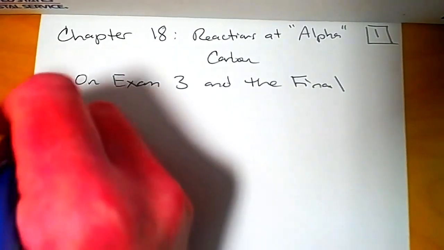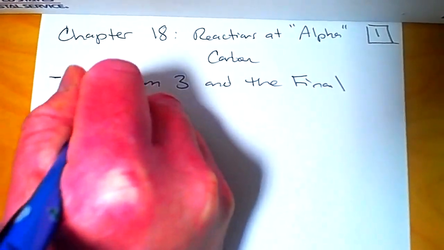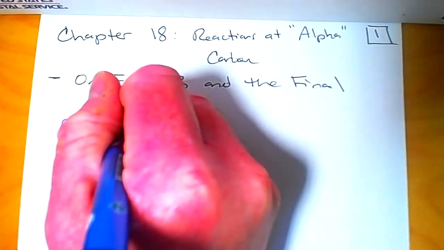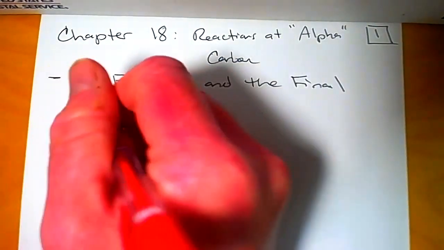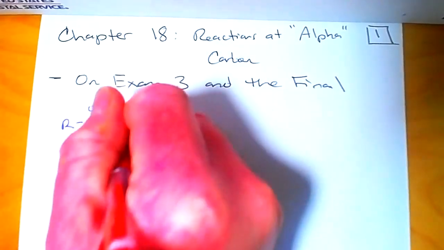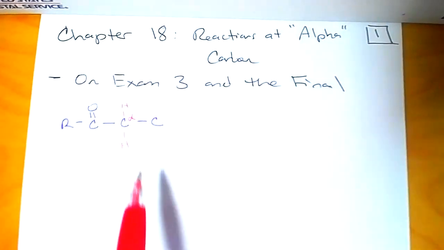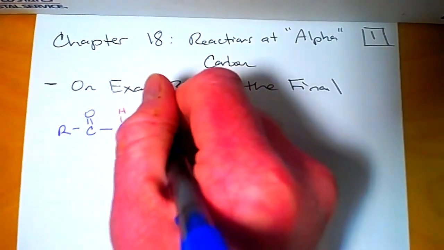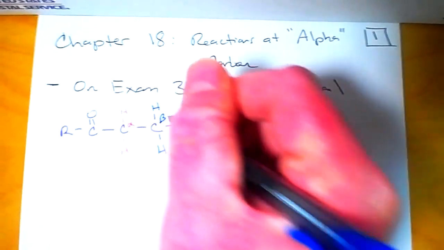So if we were to take a carbonyl compound and go over, let's say, a couple of carbons out here and here, and I were to color in those hydrogens, the hydrogen atoms here at this position, this is the alpha carbon, so these are referred to as the alpha hydrogens, and then these hydrogens here on the end, these are your beta hydrogens.